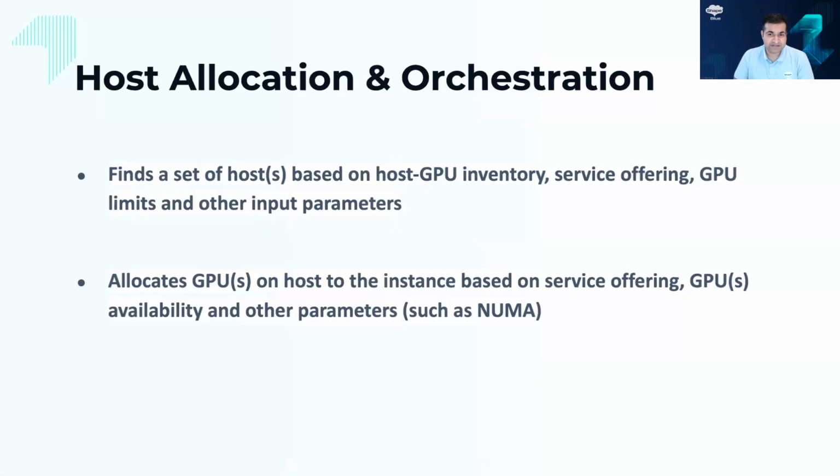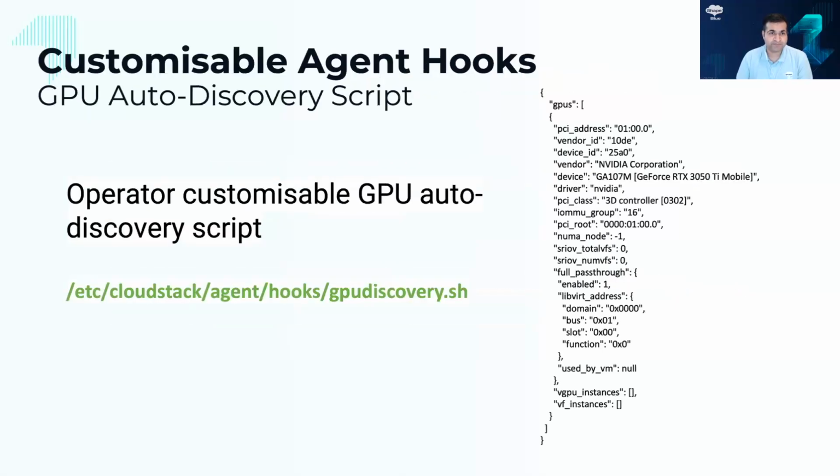For host allocation and orchestration, CloudStack has its own deployment planner, which now understands GPU host inventory, a feature we'll see in the demo in a second. So by knowing about the GPU inventory in the infrastructure and knowing about the service offering, CloudStack can make intelligent allocations of instances with GPUs based on the inputs provided by users.